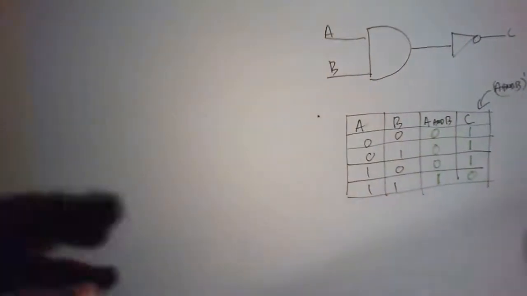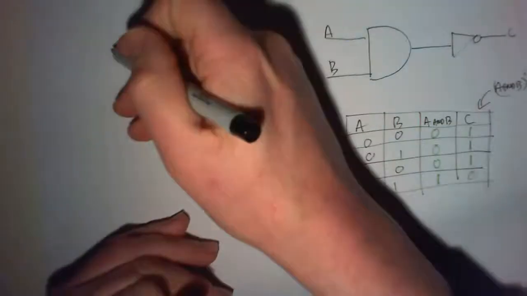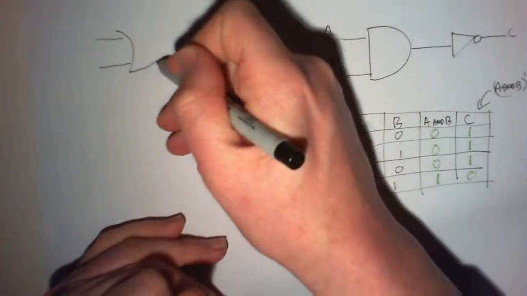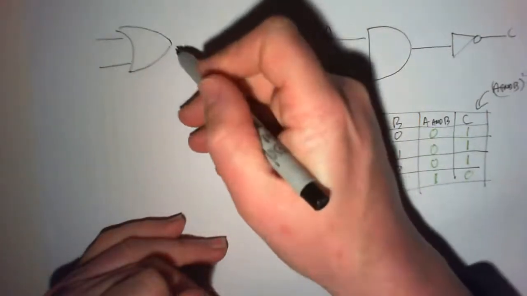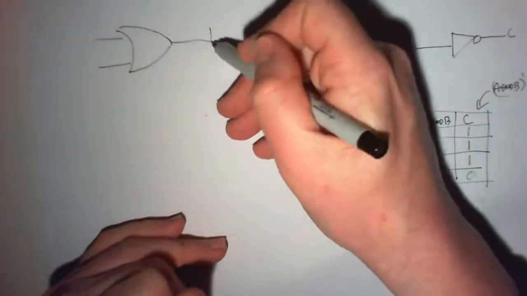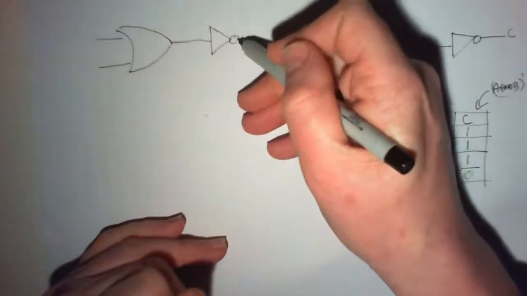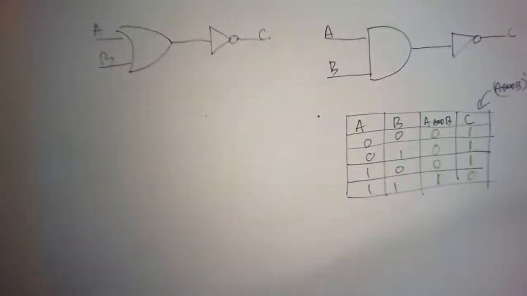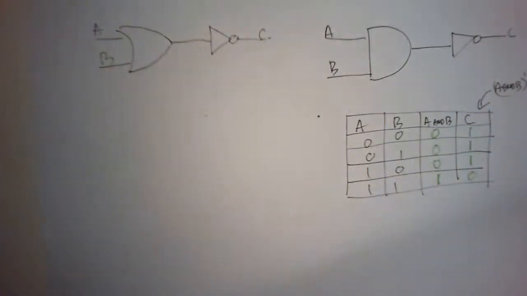Okay, let's try another one. Here's one that's a bit more tricksy. Here we have an OR gate connected to a NOT gate. We call this A, B, and this C. I'm going to give you a 3, 2, 1 countdown to give this one a go. 3, 2, 1, go. And we're back.